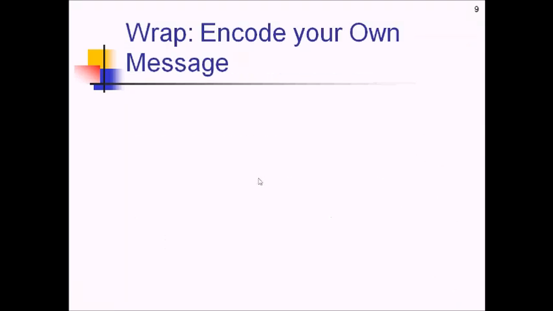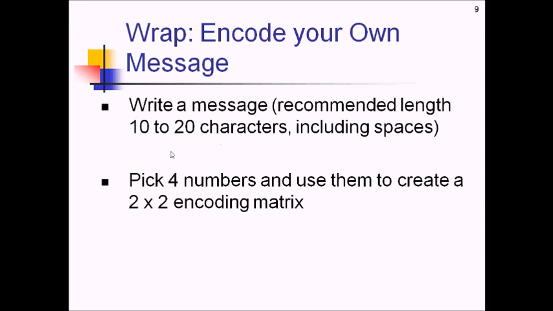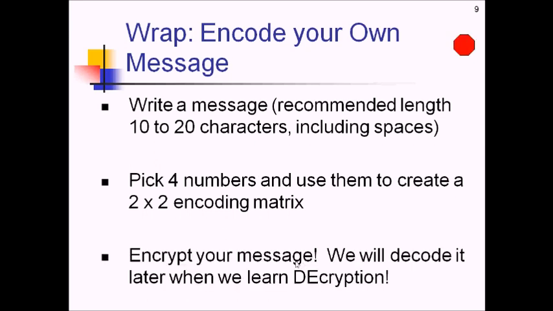For your wrap-up on this one, write a message. I would recommend you write something between 10 to 20 characters, including spaces. Pick 4 numbers and use them to create a 2x2 encoding matrix. You can pick any numbers you want, but you probably want to pick ones that are easy to do arithmetic with. Next, encrypt your message, just like we did on that last problem. We'll go ahead and decode it later when we learn decryption, but we're a ways away from that.